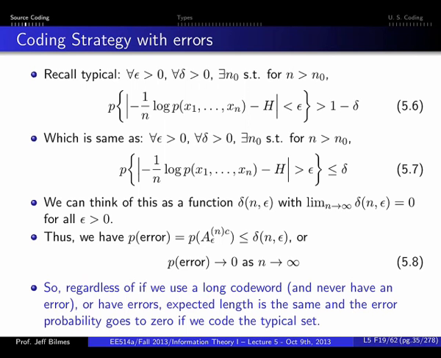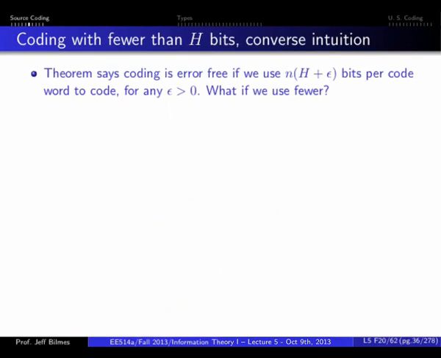So the expected length of this code, this errorful code, is still going to be the entropy. But there's going to be an error, but in this case the error is going to go to 0. And it's going to go to 0 exponentially fast in the block length, as long as we code at a rate greater than the entropy. So the theorem says coding is error-free if we use nH plus epsilon bits.